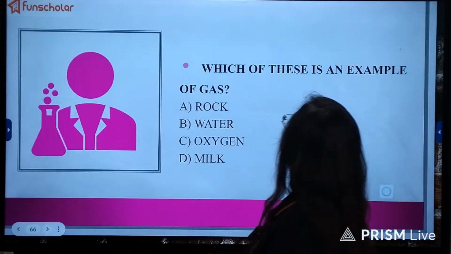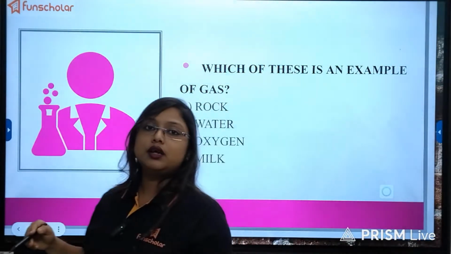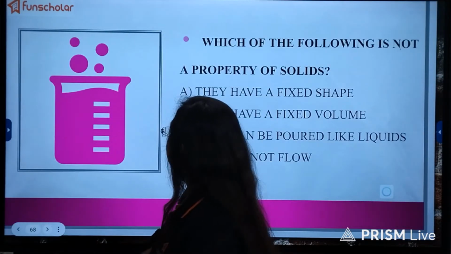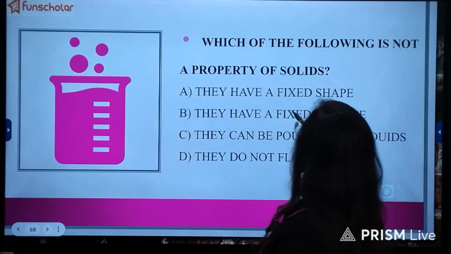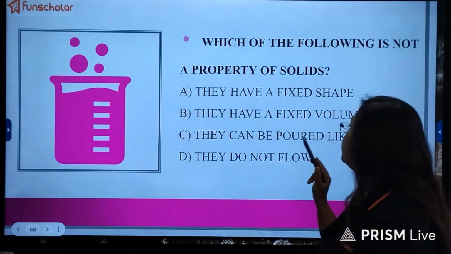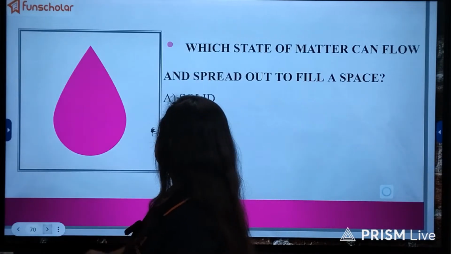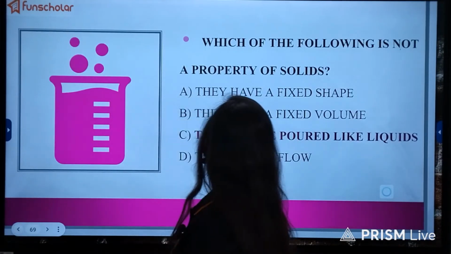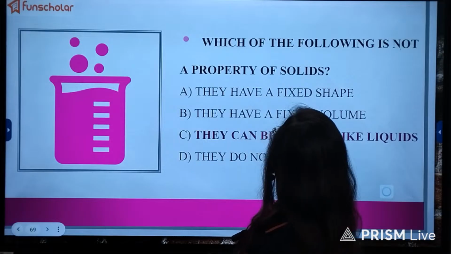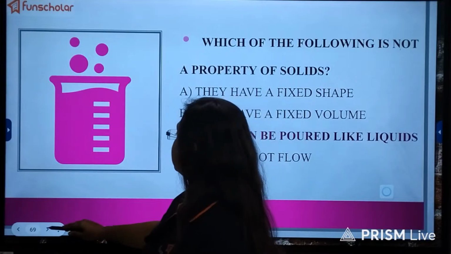Okay, so here both of them are actually right. Which of these is an example of gases? Rock, water, oxygen and milk. This is very easy, like we breathe oxygen, right? So this is the answer. Okay. Which of the following is not a property of solids? They have a fixed shape, they have a fixed volume, they can be poured like liquid, and they do not flow. Sorry, the option is that they can be poured like liquid, and definitely solids do not flow. Okay, the third one is the answer.